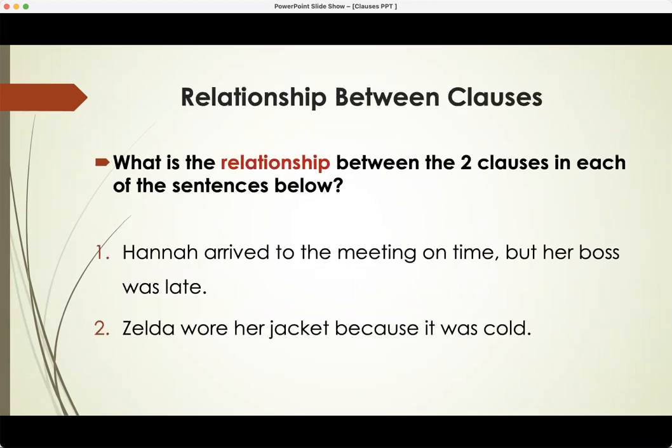So what is then the relationship between clauses? Let's take a look at these two sentences. Number one, Hannah arrived to the meeting on time, but her boss was late. And number two, Zelda wore her jacket because it was cold. What is the relationship between each of the two clauses in each sentence?